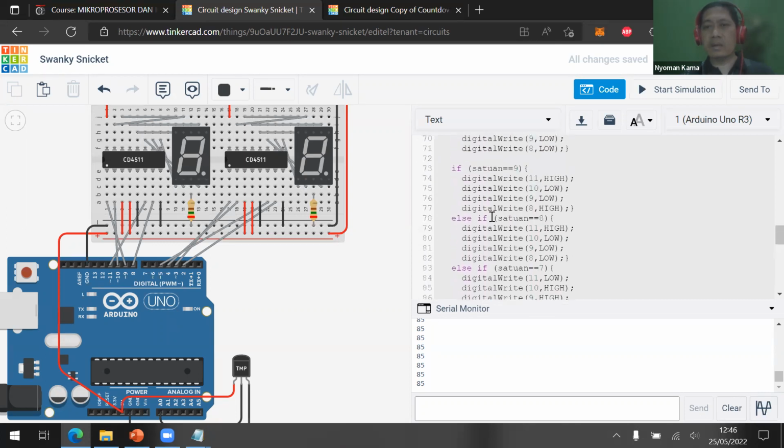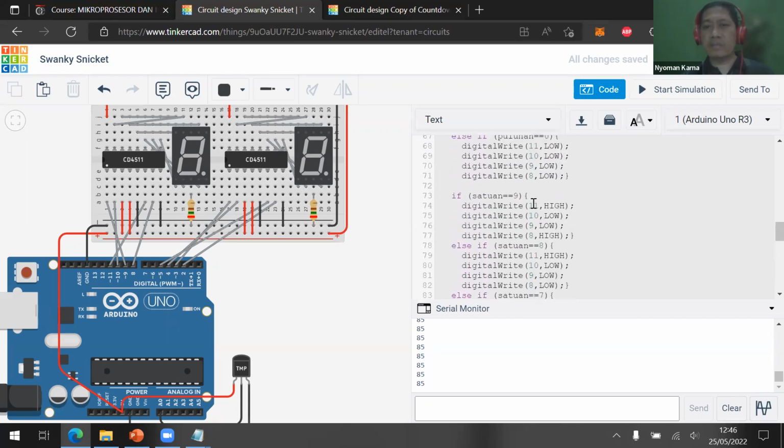Okay, now modify the pin number. It's supposed to be 2 to 5. Oh, sorry, the other way around. It's supposed to start with 5, 4, 3, 2.